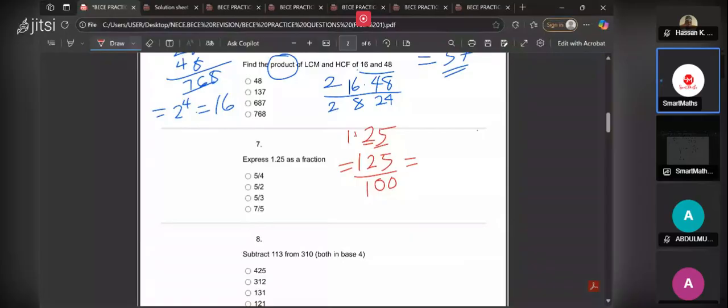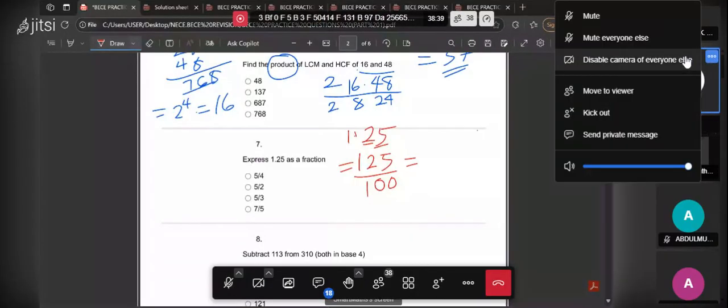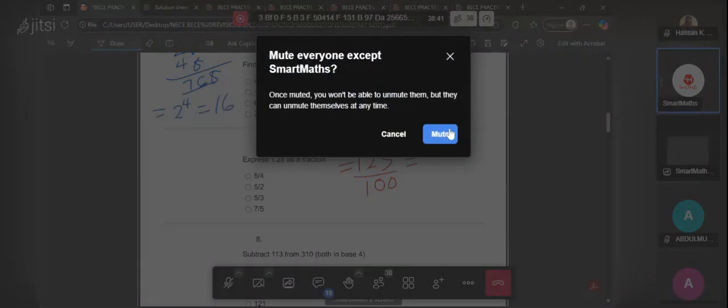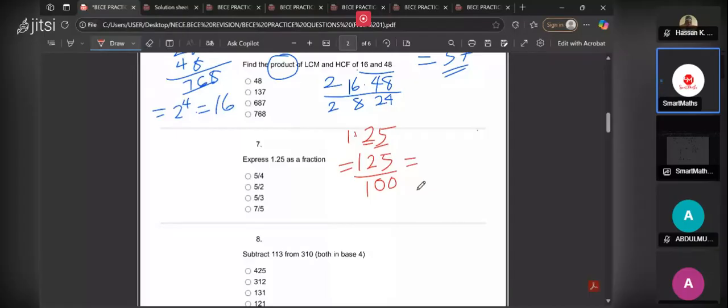That is just to reduce it. We are going to simplify the fraction by dividing by a common factor. From here, 5 can divide 125, and 5 can also divide 100. 5 in 12 is 2, remainder 2. 5 in 25 is 5. So that is 25. 5 in 100: 5 in 10 is 2, so we have 20. Then 5 in 25 is 5, and 5 in 20 is 4. We have simplified, so we have converted 1.25 to the fraction 5 over 4.